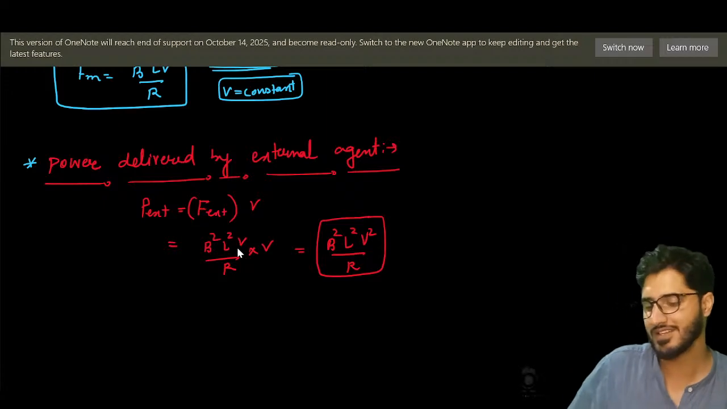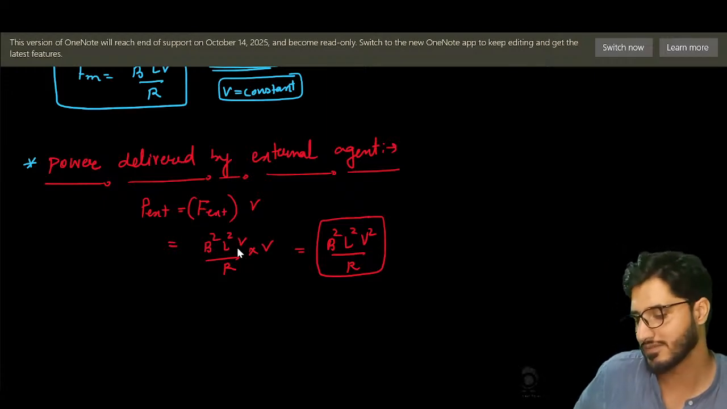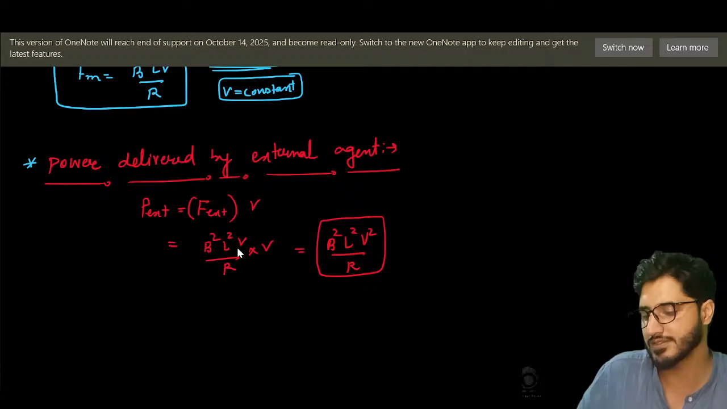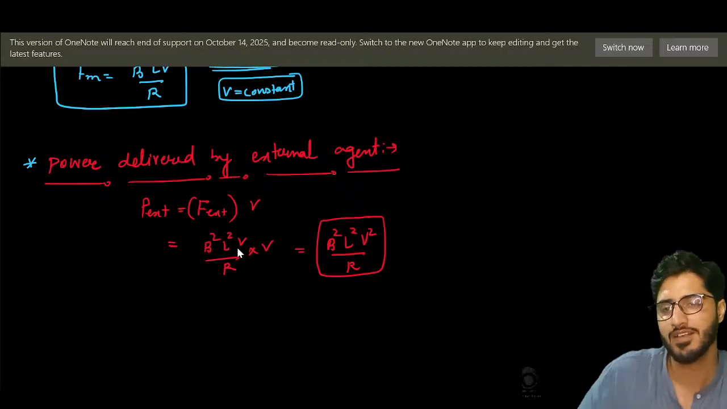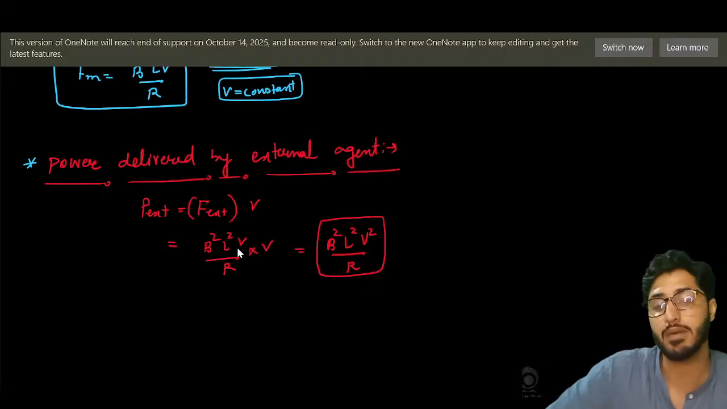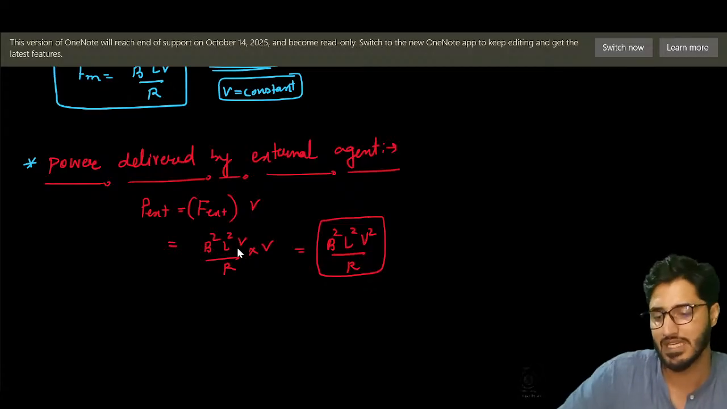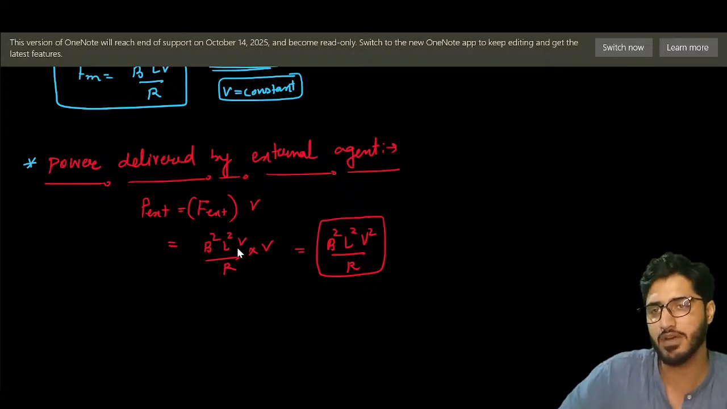Daksh is there, right? Daksh, after a long time, now you are not in the class from the previous couple of days, I guess, right? So B square L square V square by R. Done. Easy, super easy, or ultra easy.